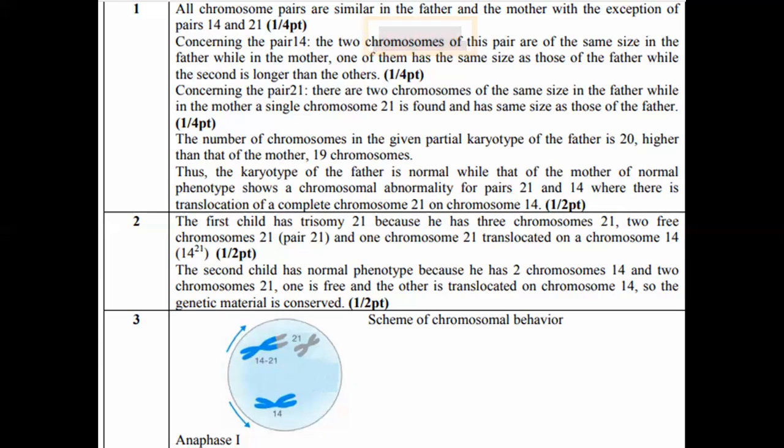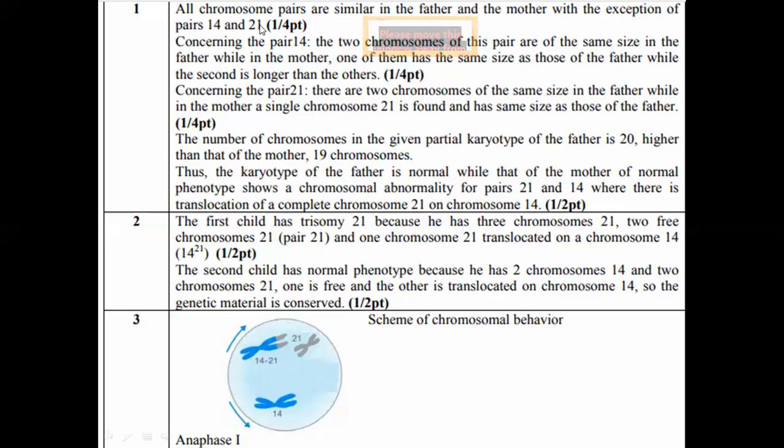is translocated. The second child has a normal phenotype because he has two chromosomes 14 and two chromosomes 21. Why? Two chromosomes 21: one is free and one is translocated to chromosome number 14. So the genetic material is going to be conserved and it's going to be normal. Question 3: schematize the phase that is responsible for such an abnormality.